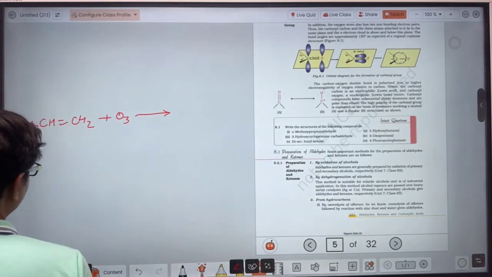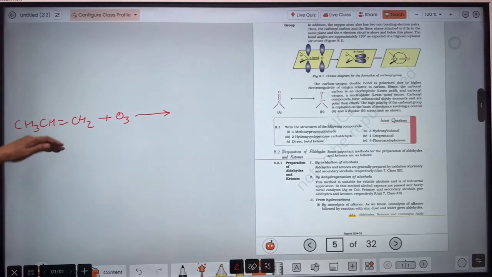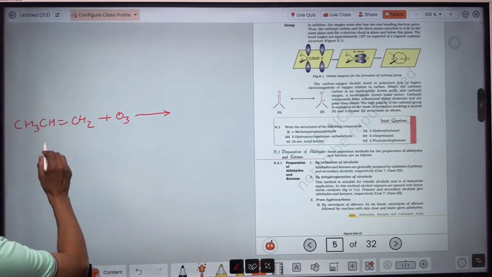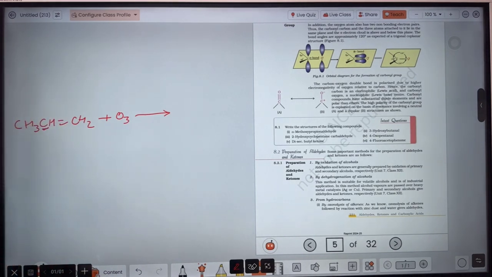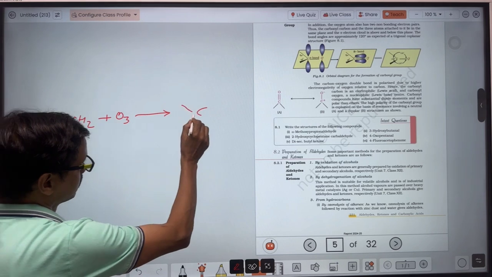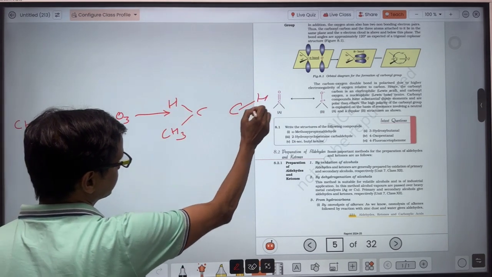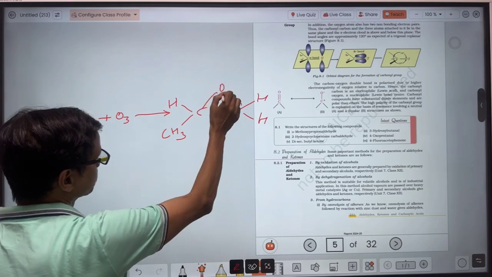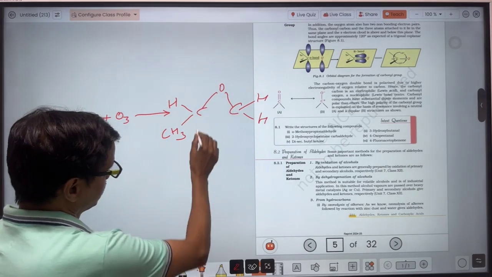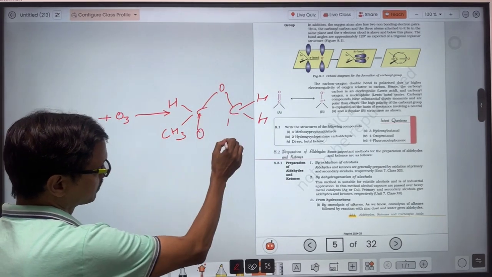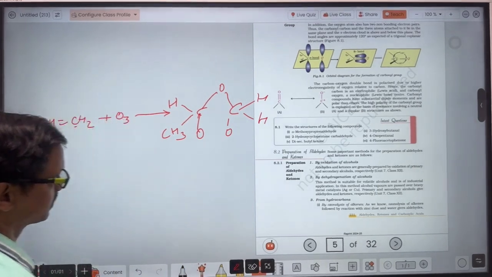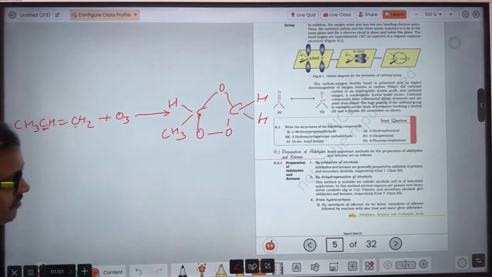So this alkene here reacts with ozone. So take out the double bond from here. Now consider this carbon. This carbon is bonded to one methyl and one hydrogen. And this carbon is bonded to two hydrogen. So this carbon has one methyl and one hydrogen, and this carbon has hydrogen on both sides. With one oxygen, both the carbons will get bonded. With one oxygen, this carbon will get bonded, with one oxygen, this carbon will get bonded, and there will be bonding here. So ozonide will form here.